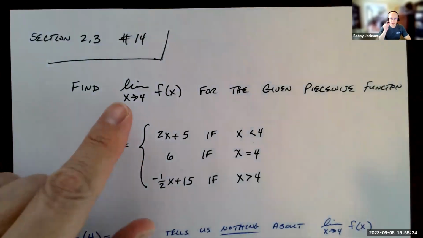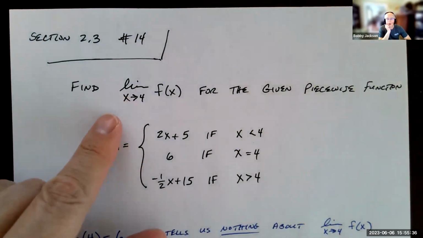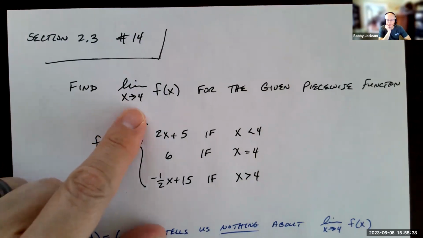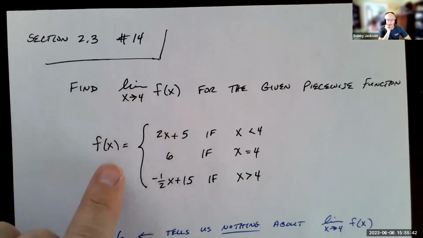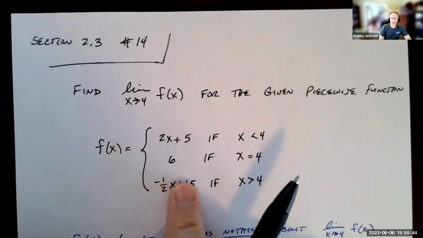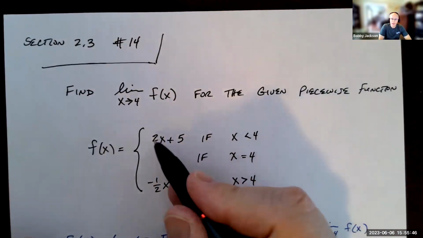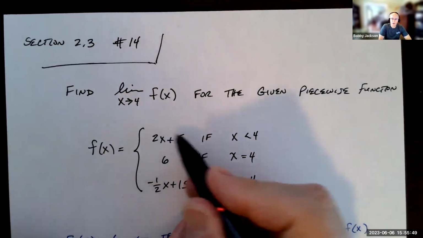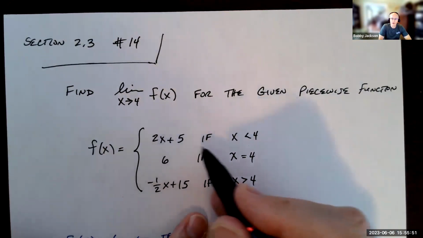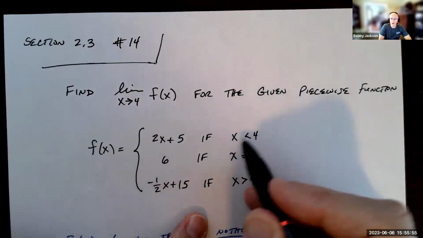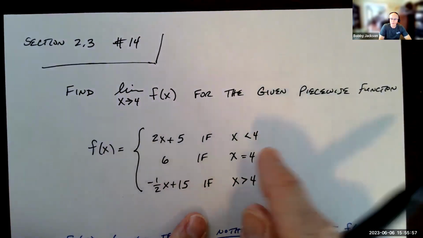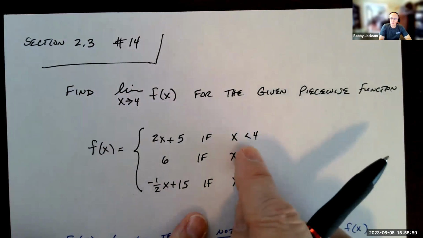Let's look at number 14 in section 2.3. We're finding the limit as x approaches 4 of the function f of x, where f of x is this piecewise defined function. A piecewise defined function simply means the rule for the function that determines the output is based upon the input's value, where it's defined on the domain is different, right?